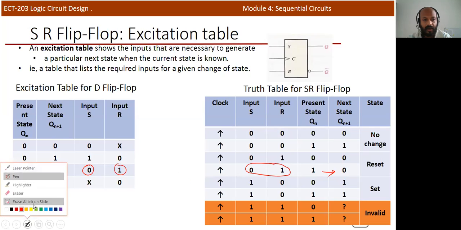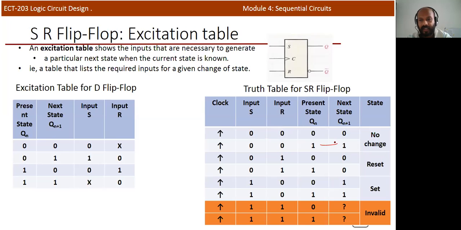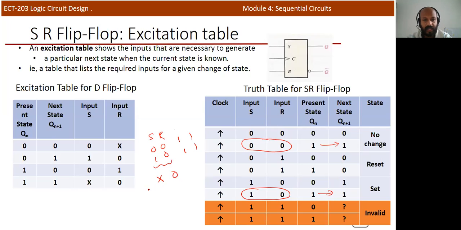Now we need to check the 1 1 condition. So when 1 1 occurs, this is one possibility and this is another possibility. So the SR input can be 0 0 or 1 0. So for the two possible inputs, the output is 1 1. Okay. So here you can see that R is equal to 0 and S can be any value, 0 or 1. So you can put it like this: don't care, 0. So X 0. Okay. This is the excitation table of the SR flip-flop.